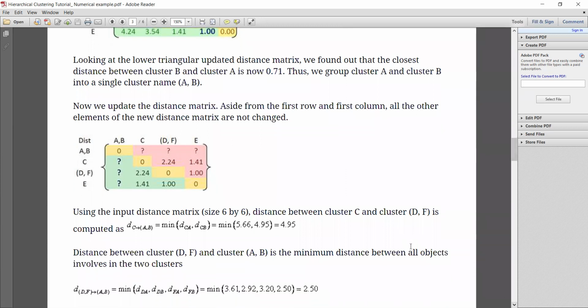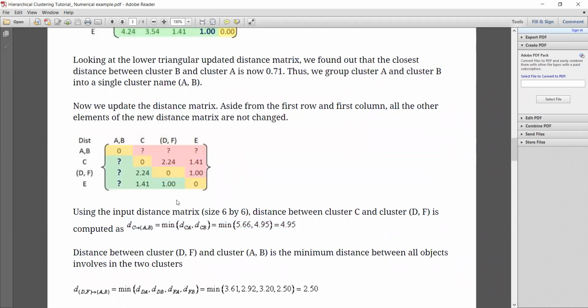So now I want to calculate the distance between C and AB, right? The distance between C and AB. So it is again the minimum distance between what? The distance between the objects CA and the distance between the objects CB. So the CA distance is 5.66 and the CB distance is 4.95. The minimum distance is 4.95. So the distance between the cluster C and cluster AB is 4.95 here.